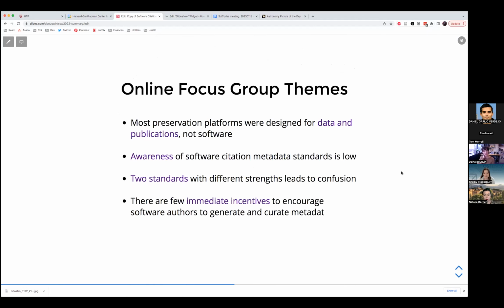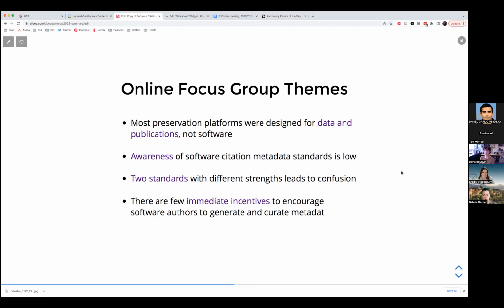And so from the series of focus groups that we held earlier on in the summer, we identified a couple of themes. The first one was that most preservation platforms that people who write software have available to them were actually designed for data and publications, not for software. So you have this problem where software is kind of being shoehorned into platforms that are really not there to meet the needs of software authors or to describe software as the unique object that it is.